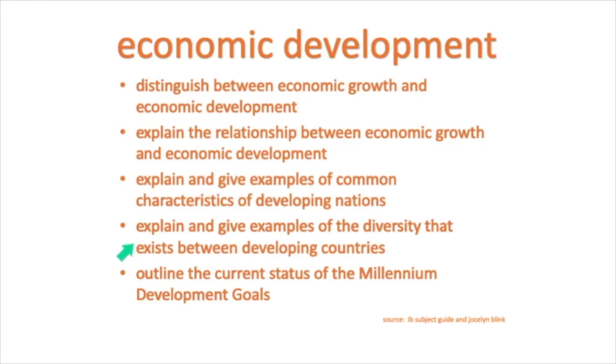Can you explain and give examples of the diversity that exists between developing nations? While developing nations do have some common characteristics, of course, there's some diversity amongst them, and can you clearly indicate what they are? And lastly, can you outline the current status of the Millennium Development Goals developed by the United Nations? If you can't, check the description box below.